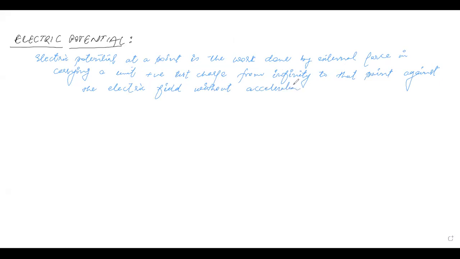without acceleration. Okay, suppose that you have a positive charge, and this charge can also be known as the source charge. If it is your source charge, then we already know it creates its own field surrounding itself. And we have a point inside the field of this positive charge. Suppose that point is P, okay? And we want to calculate the electric potential at this point P. Then how can we calculate it?